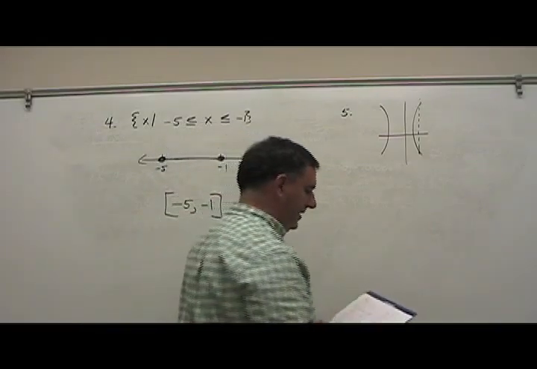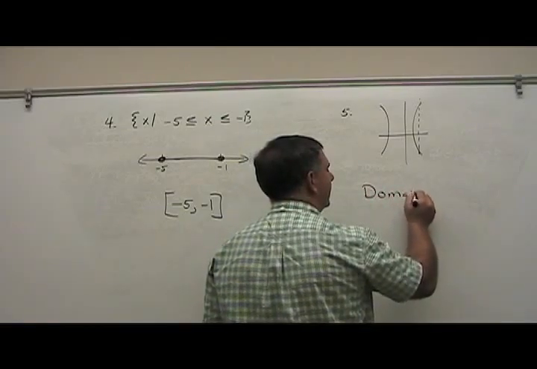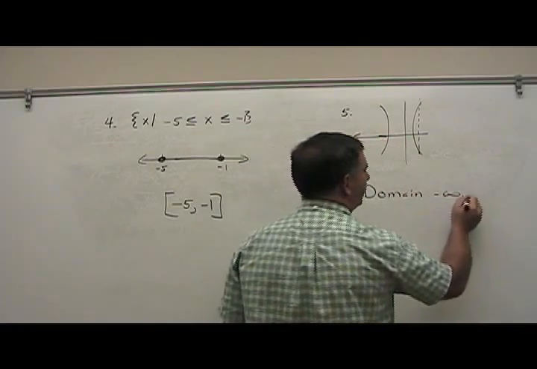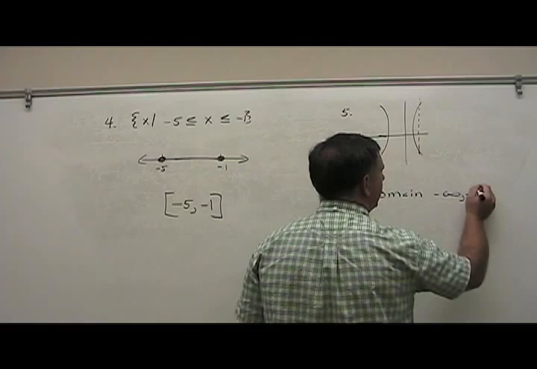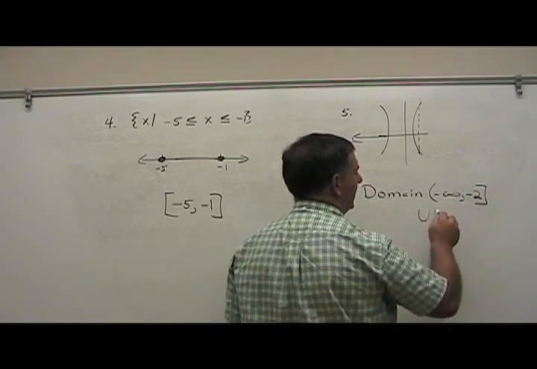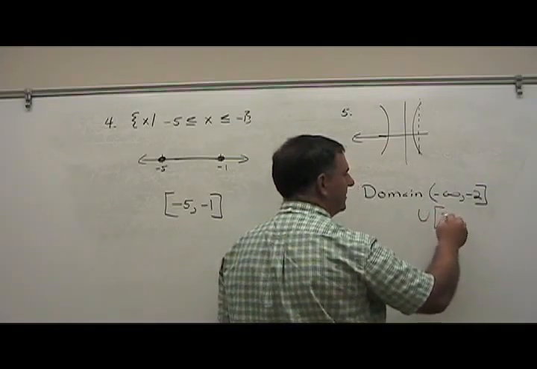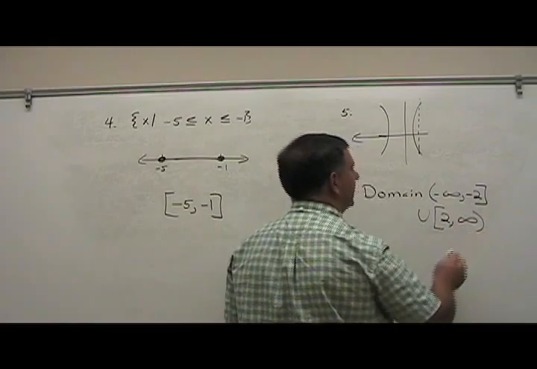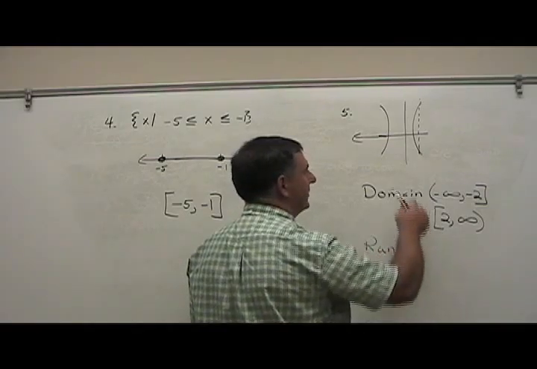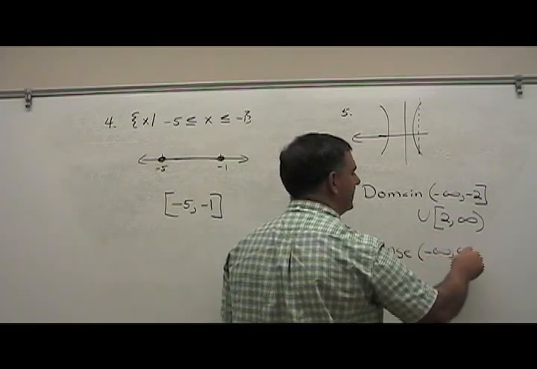However, we still wanted the domain and range for this, so the domain here is -infinity, all these x values here, up till -2, including -2, union the value 2, and we want to include that, so we're using the bracket, out to infinity. And the range then is going to be everything along the y-axis, so that is from -infinity to infinity.